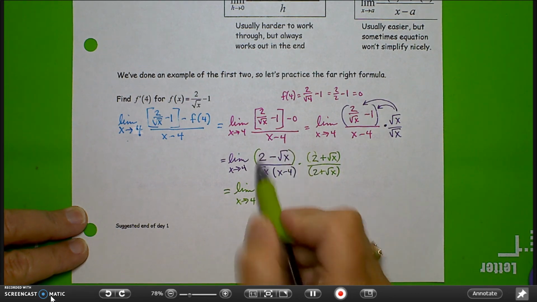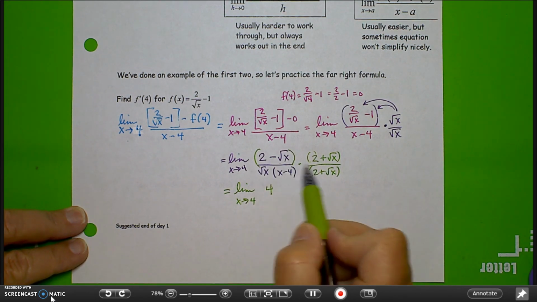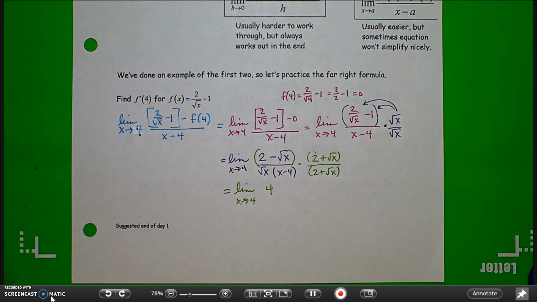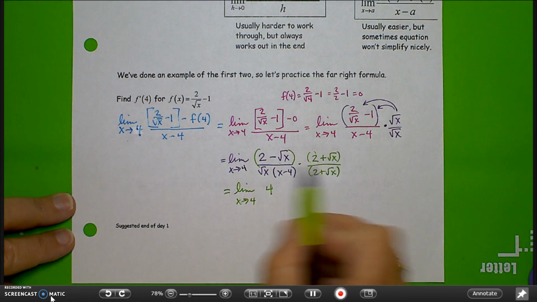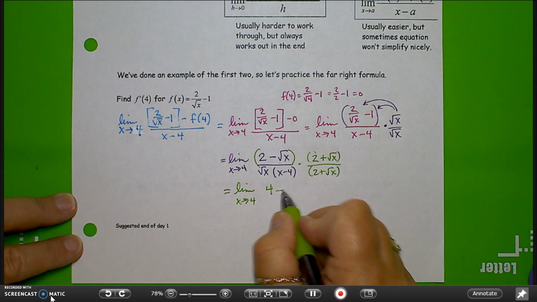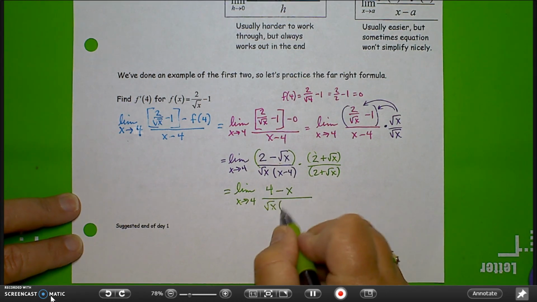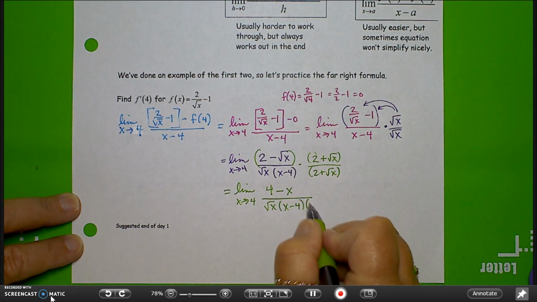First term, 2 times 2 is 4. Inside term, negative 2 root x. Outside term, positive 2 root x. Those go away. Negative root x times positive root x is just negative x. All over root x, x minus 4, 2 plus root x.